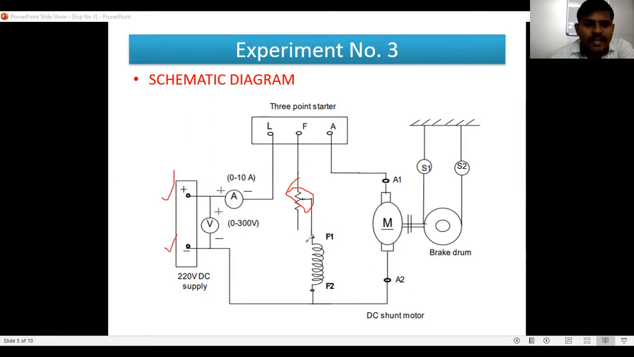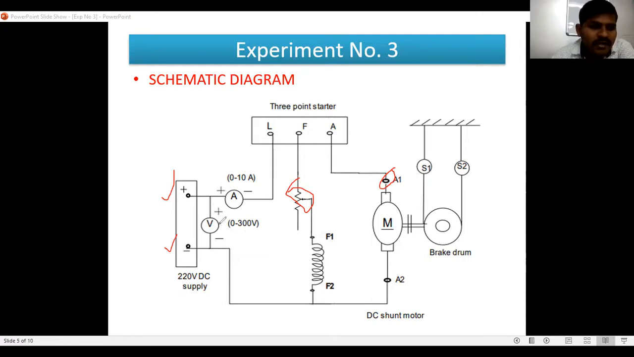Then here it is the field winding of the motor, and A terminal of the 3-point starter can be connected to A1 terminal of the motor. मोटरच्या A1 terminal ला connect केले, and A2 F2 is short circuited. A2 आणि F2 they are common आहे, and it can be connected to that of negative supply. ते परत negative supply ला connect केले.